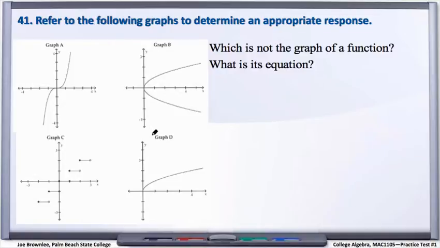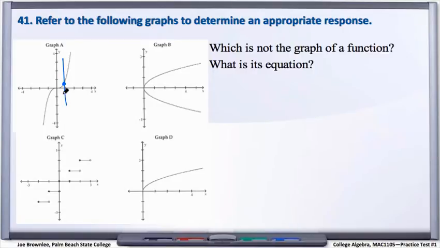But another way to determine relatively quickly and easily whether or not you have a graph of a function is to use the vertical line test. And all the vertical line test does is tell us to drop a vertical line through your graph and see how many points the line you made touches on that graph. If it only touches in one place, you have a function. If it touches in more than one place, you do not have a function.